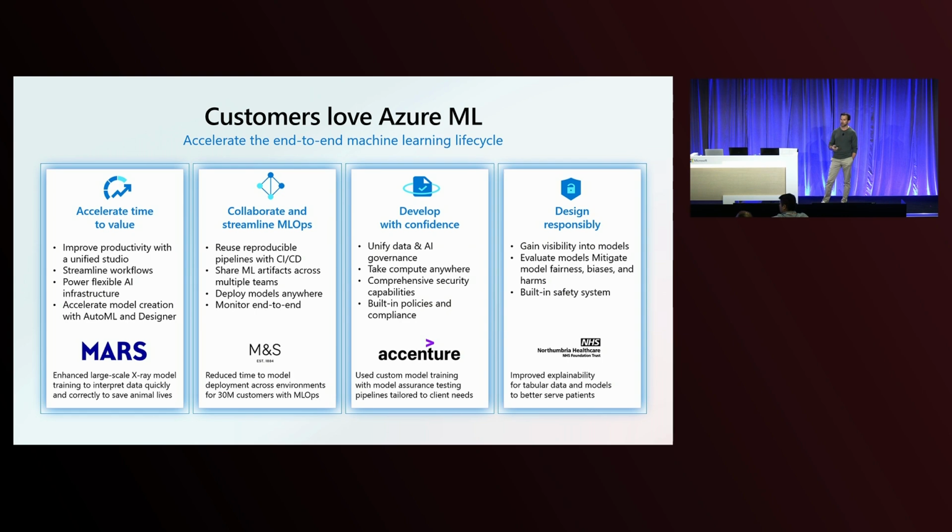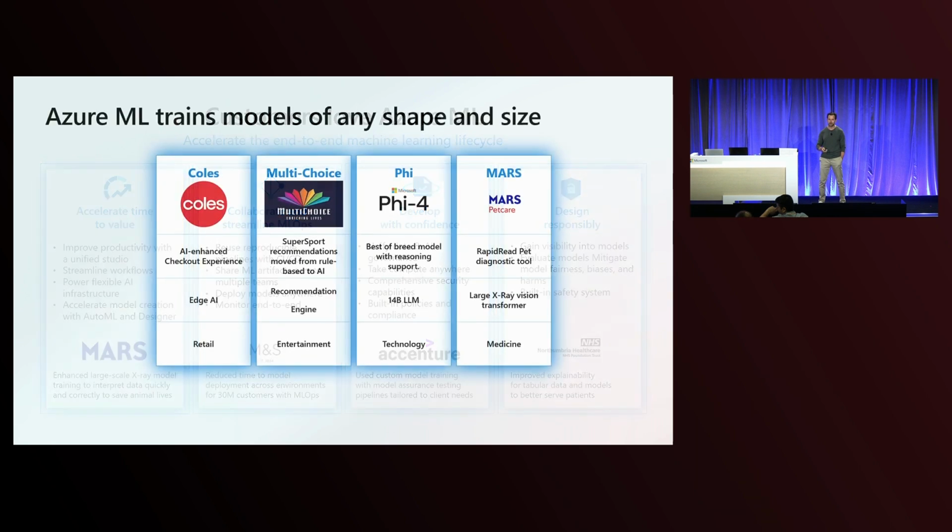It's super important to be able to work together in a single platform and then be able to develop with confidence to secure, manage, and govern the application end-to-end, with built-in tools for mitigating fairness, bias, and harms issues directly in the platform itself. Now, customers use Azure ML to train all kinds of models.